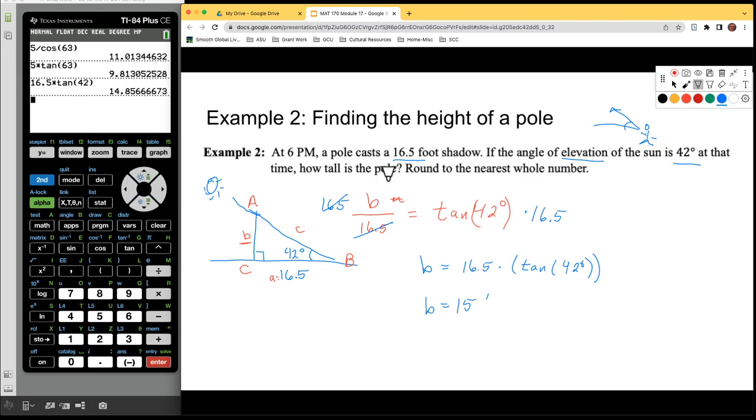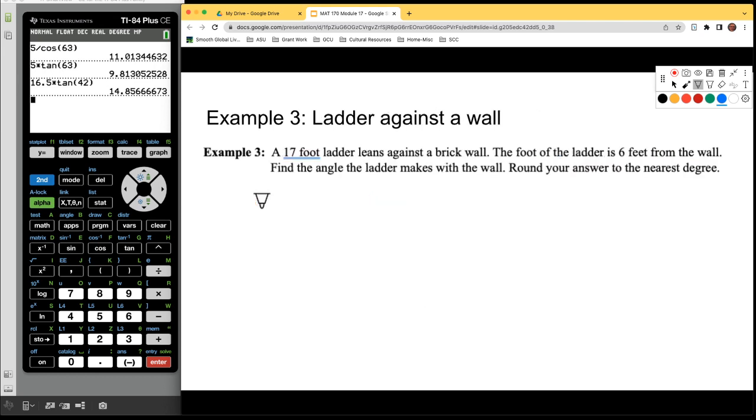Okay, so using trig, we can actually take a tape measure and measure the shadow. Measuring up to the top of the pole at 15 feet might be a challenge. We could do it maybe with a ladder, but this is the way we can use trig to get these things. So now we've got a ladder against the wall.